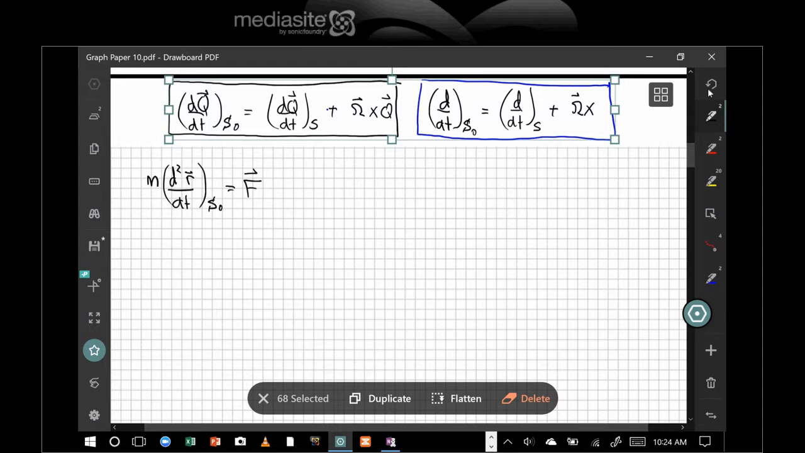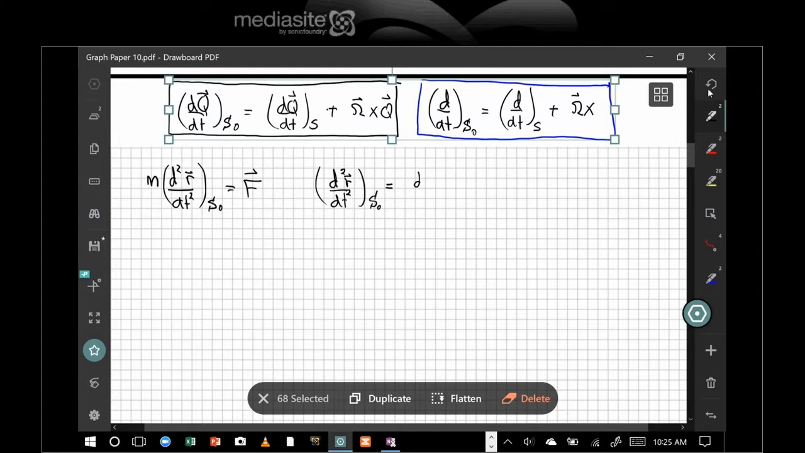Now we're ready to finish the derivation. We're going to start off with mass times acceleration. I can't put a dot and a dt in there, so what I'm going to do is this. This is my starting point, and that is in the S naught frame, because that's the only frame in which I can write this equation.